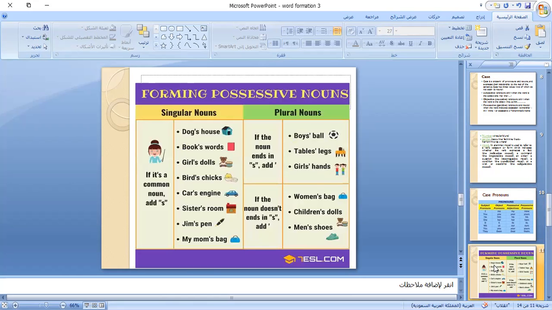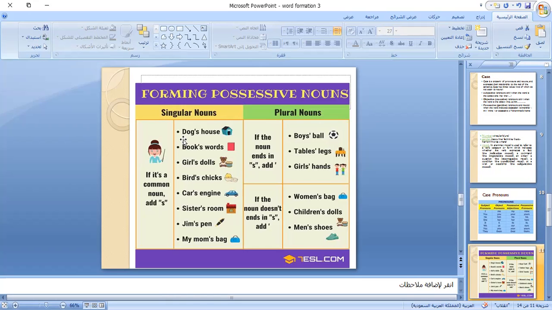Now, for example, forms of possessive nouns: for singular nouns, you add s. Dog's house. Dog's is one word, but it is different from dog. Dog is the animal, but with the s, it adds something. This is for possessive. It means he owns the house. So we have a new word. We are still talking about forming new words, or processes of forming new words. Dog is different from dog's. It has a different meaning. It means the dog possesses the house.